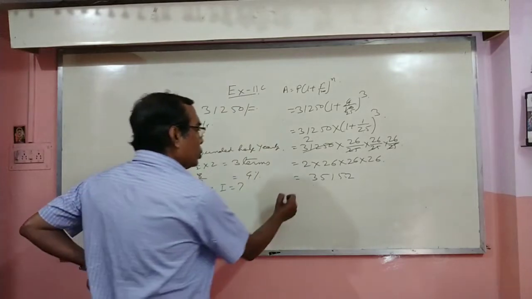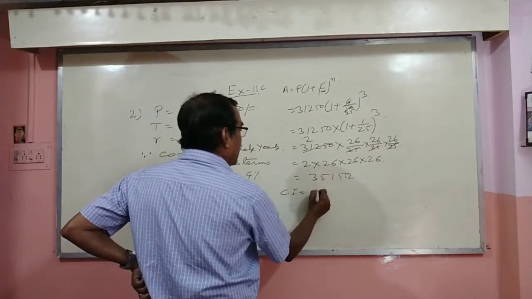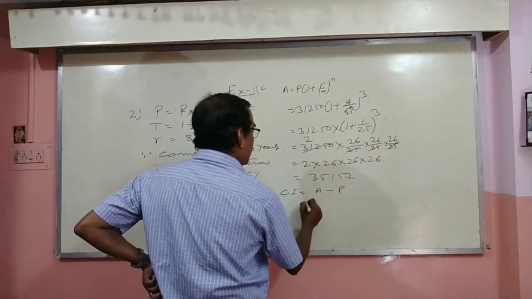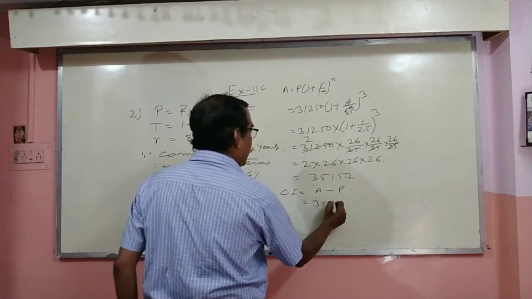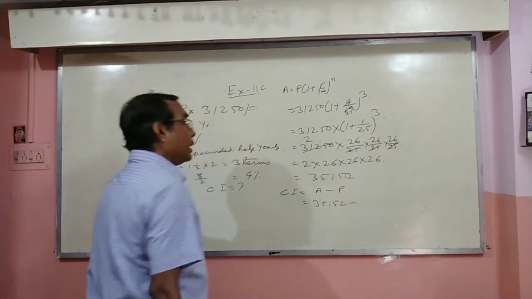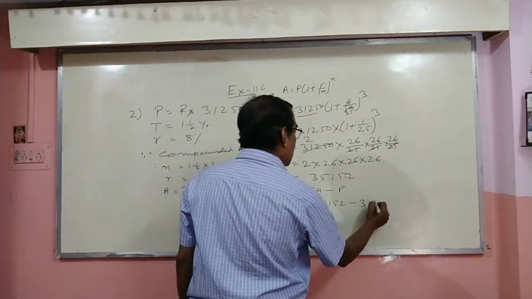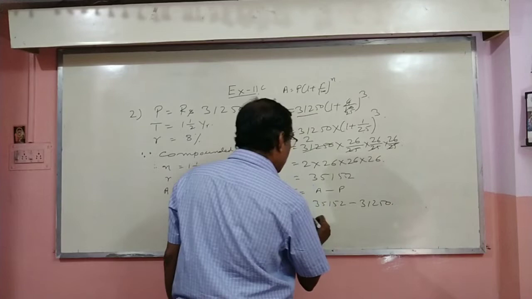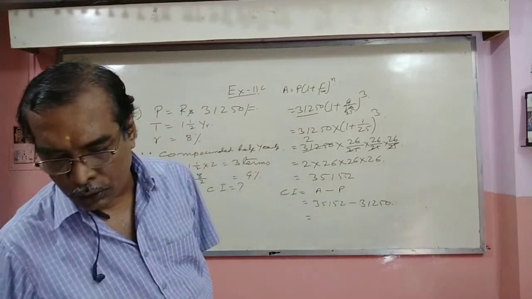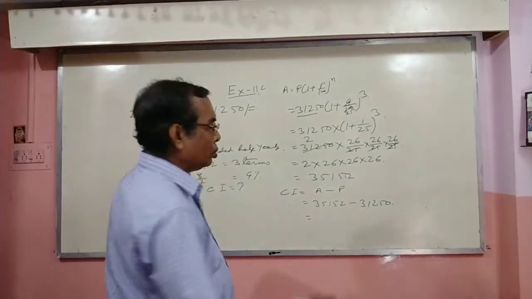So compound interest will be how much? CI will be how much? Amount minus principal, which is equal to 35152 minus the principal amount 31250. If we are going to take the subtraction, the result will come as 3902.